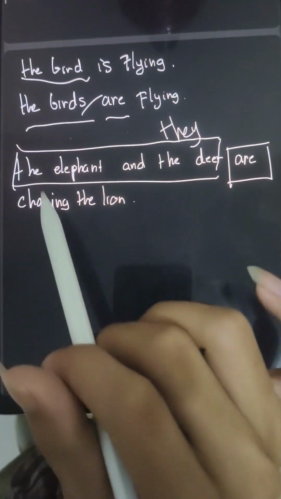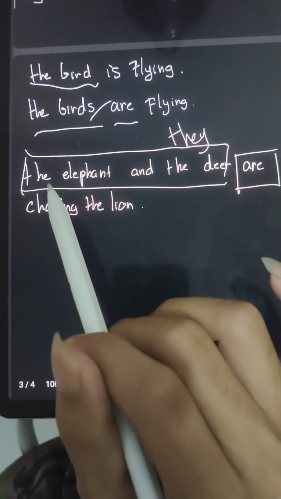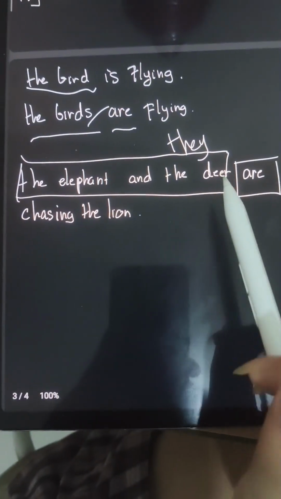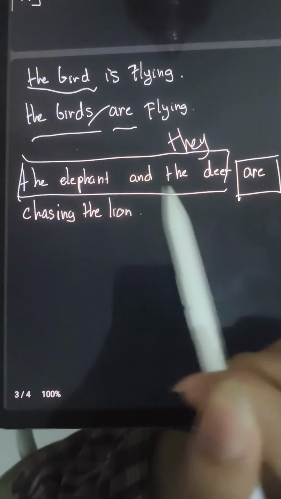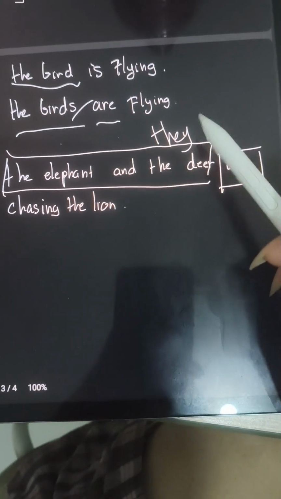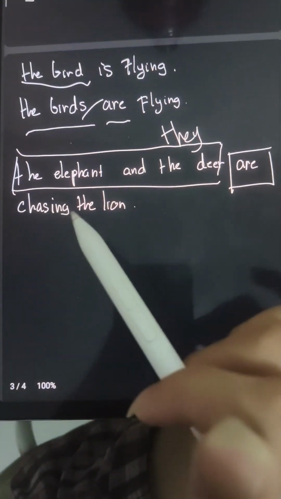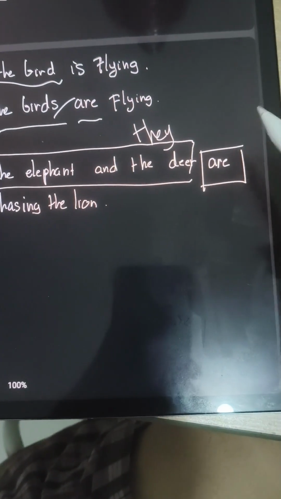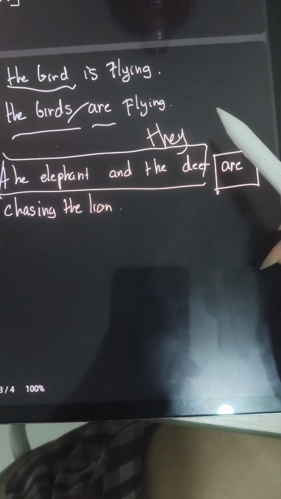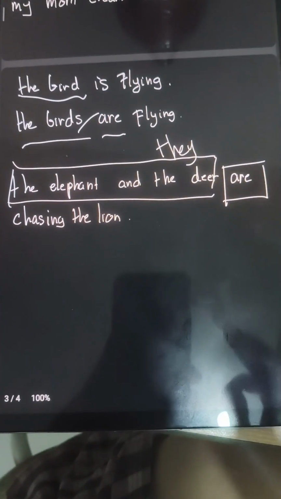And then another example, the elephant and the deer. If you think about it, we have the elephant and we have the deer. Both are it, but we have more than one it now, so we throw it to they. They are chasing the lion. If the subject is they, the to be should be are, like I've mentioned previously. Hope that helps.